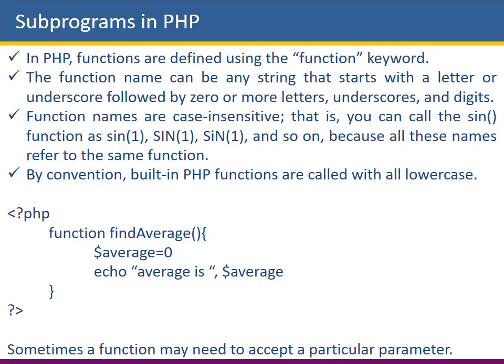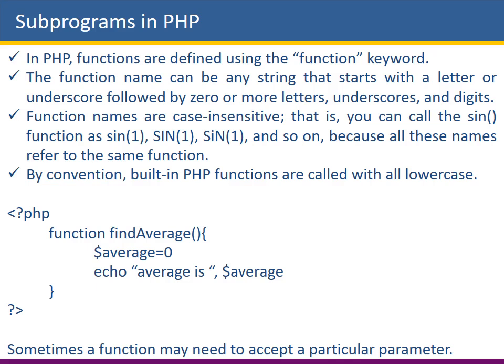So function findAverage, open the parenthesis, and inside we have the block of code. We have a variable, and our variable must start with the $ sign. $average equals 0, echo, that is the output, "average is" $average. So it prints out the average, $average.